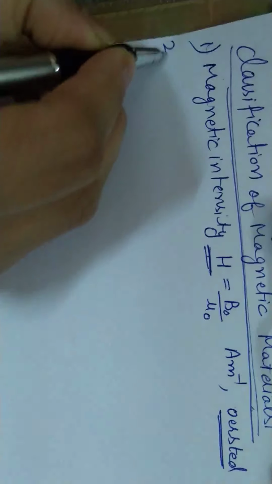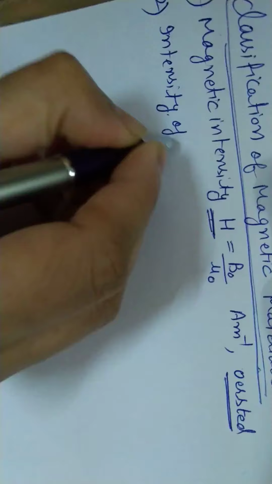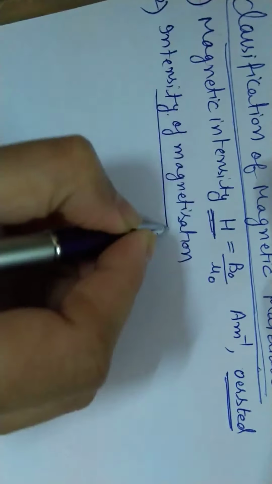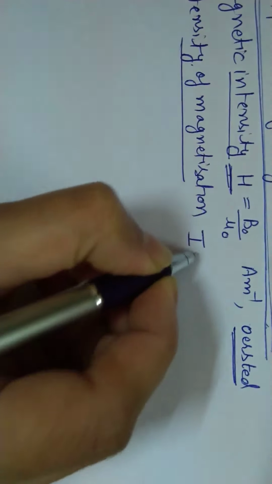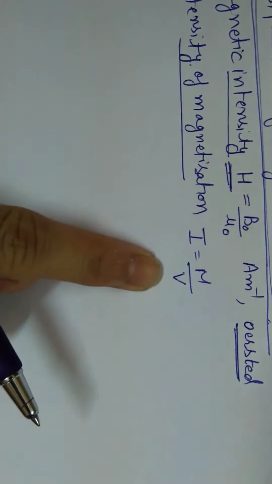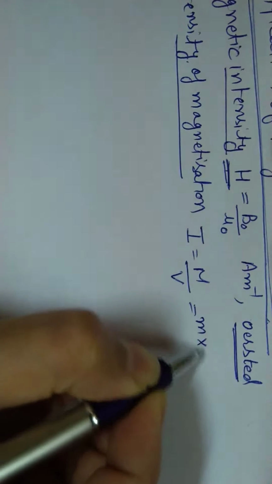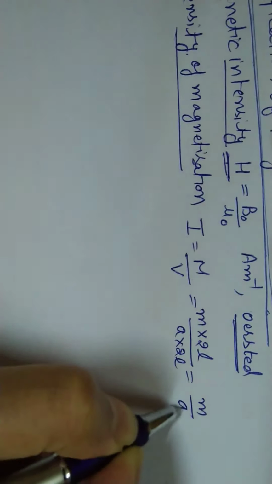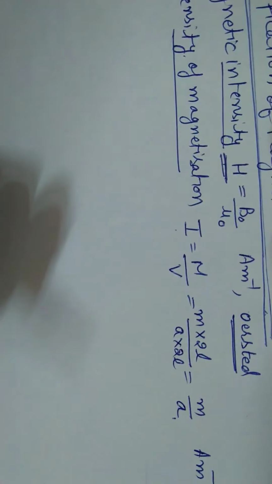This is the first. And second is intensity of magnetization. After applying this intensity, how the material gets magnetized, that is I. It is the magnetic dipole moment upon volume, again measured in ampere per meter. In another form, the volume is written as 2L, so M by A. This is also called the magnetic intensity, and it is also measured in ampere per meter.